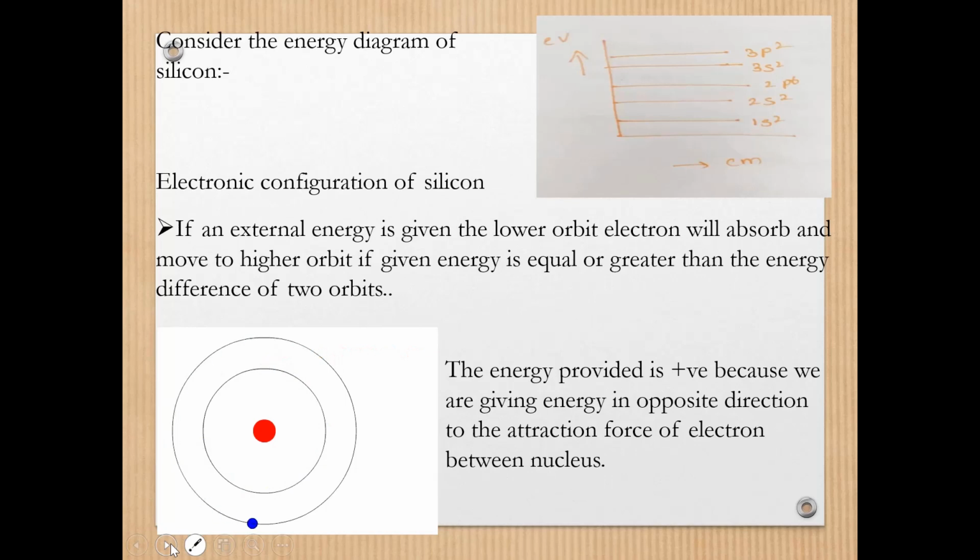You can visualize this. As you give energy to the electron at the lower orbit, it will absorb the energy if it is greater than the energy difference between the two orbits, and it will move to the higher orbit. After some time, due to instability, the electron comes back to the ground state. The energy we provide externally is positive, because we are giving energy in the opposite direction to the attractive force.